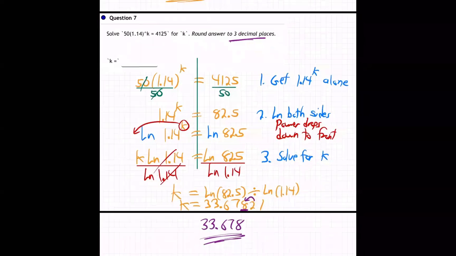So what did we do again? Whenever you've got a letter up in the power zone, you know you're going to do ln on both sides eventually to get that power to drop down. But first, you got to get that base to power thing alone. So divide by the 50 on both sides, drops it out. Then the base to the power is alone. Then ln both sides, power drops down to the front. Then you can just divide. Once the power is out of power and it's just down on the ground, you can just divide on both sides. The K is alone. Hit the buttons on your calculator. There we go.